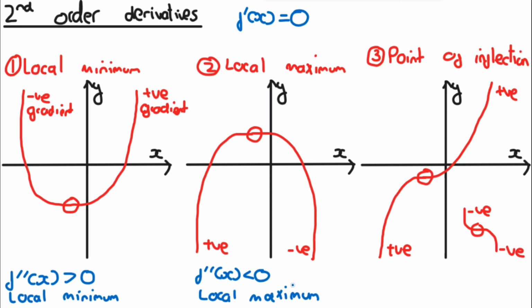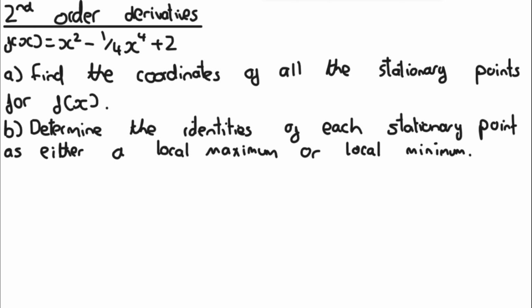Points of inflection we'll look at in a sec, because they can be a bit weird, but second derivatives are really useful because they'll be able to help us determine whether a stationary point is a local minimum or a local maximum. So here's an example question where you need to find the coordinates of the stationary points and then find the identities of what type of stationary point they are.